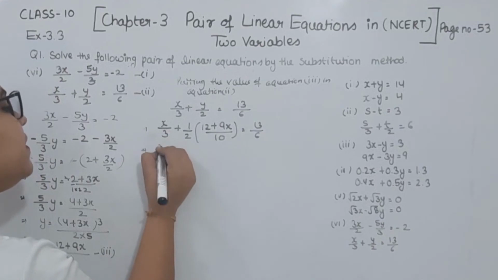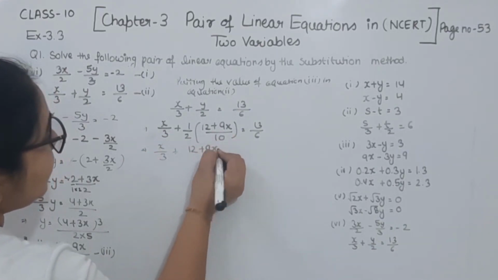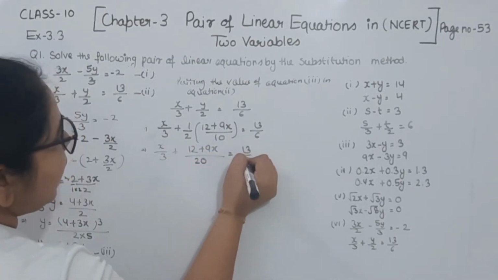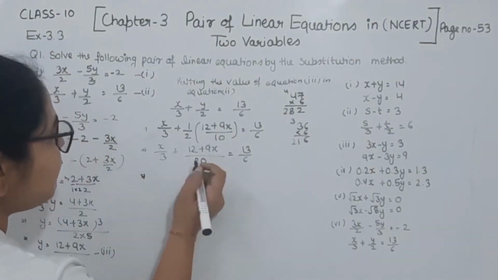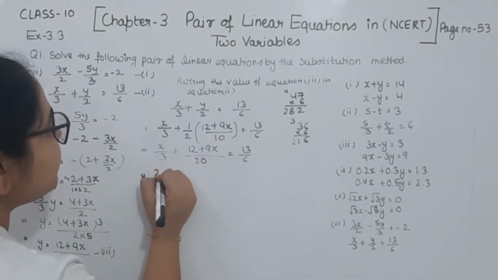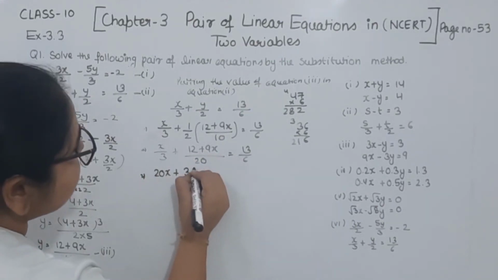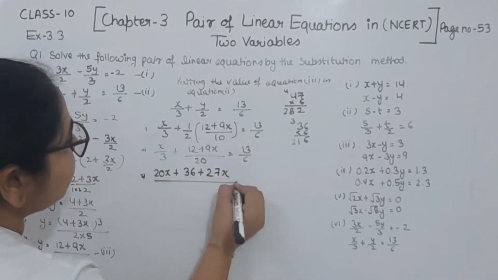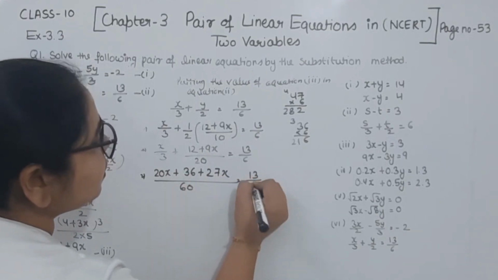Now we will simplify this one. x by 3 plus 12 plus 9x, and this one we are having 20 is equal to 13 by 6. Now we are going to solve this one further. So this one we are having, we are going to cross multiply. This one will have 20x plus 12 3s are 36, and here we will have 9 3s are 27x, and here we will have 3 2s are 6, 60 is equal to 13 by 6.